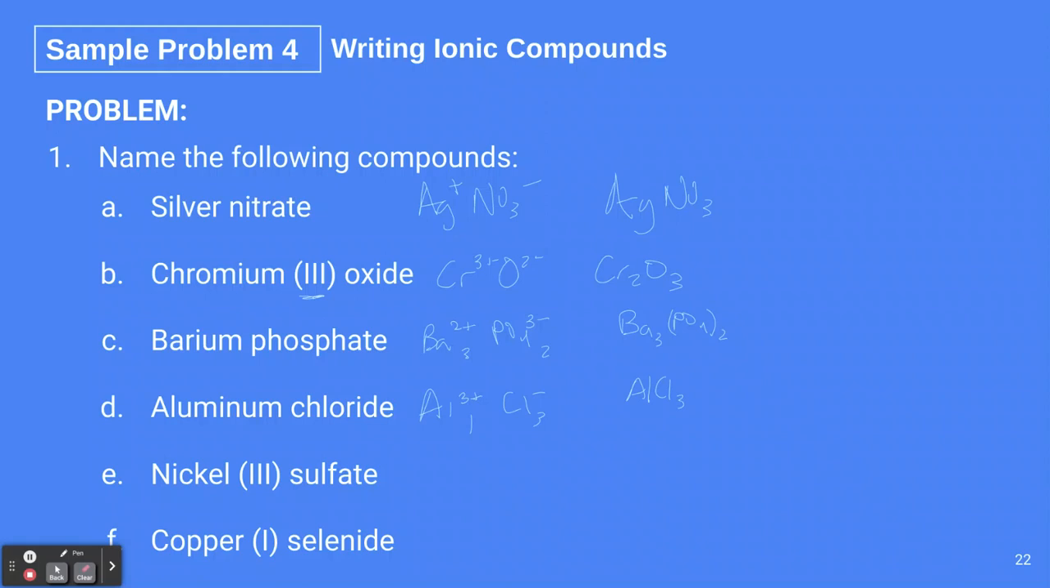We've got nickel(III) sulfate. So nickel has the 3 plus charge. Our sulfate has a minus 2 charge always. So our common charge is 6 there. We're going to need 2 nickels and 3 sulfates. So nickel 2 and then sulfate 3. And then our last one, copper(I) selenide. So copper has a plus 1 charge in this case. Selenide has a minus 2 charge. And so we're going to need 2 coppers, 1 selenide. So it's going to look like this, Cu2Se.